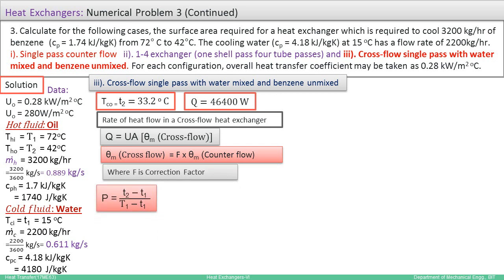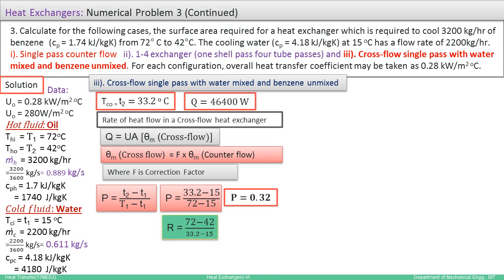And we have to find out this P and R for this case. But anyway, since P and R depend on the values of temperatures, and we have the same temperatures here, P and R values remain the same for this case. So P is 0.32 and R is 1.65.